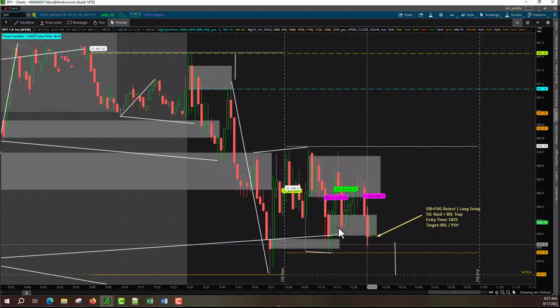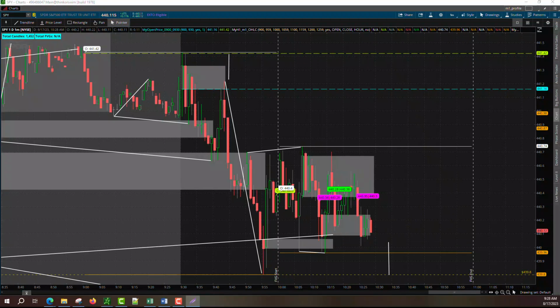And the sell side liquidity is taken right here, right there, and you see the buy side liquidity trap right there, and our target is going to be up here. $10, $25.